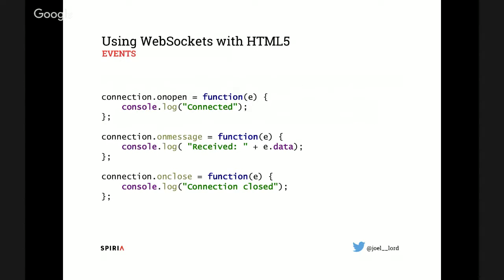Once you have your connection, you have a few events. There's onopen, which means that your connection is established. You have an onmessage event, which will be triggered whenever the server pushes some data. And you have an onclose, so whenever the connection gets closed, whether it's because of a server failure or because the customer actually decided to disconnect. So those are the main events.